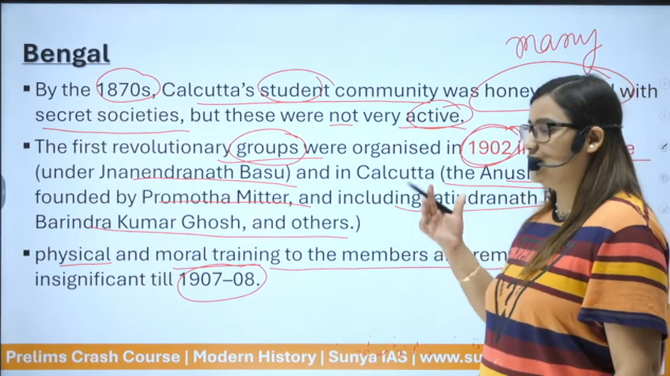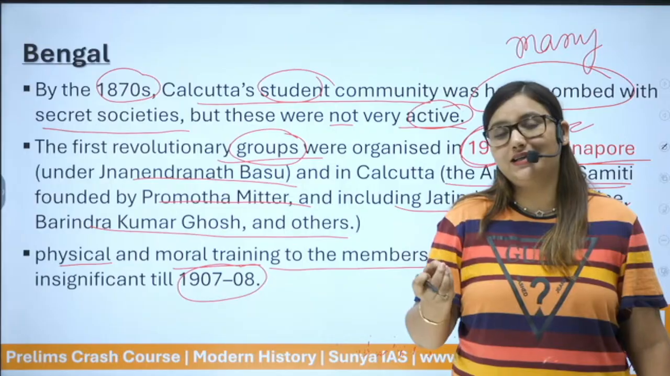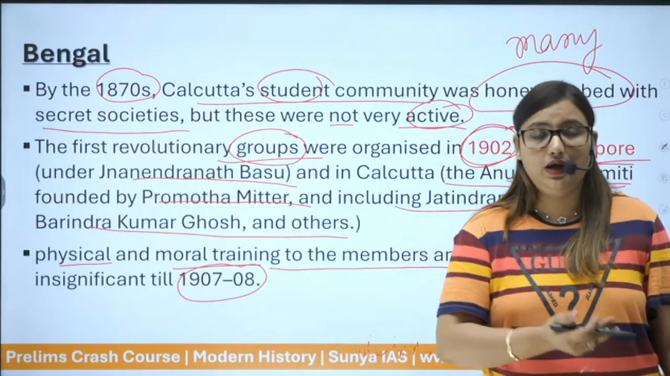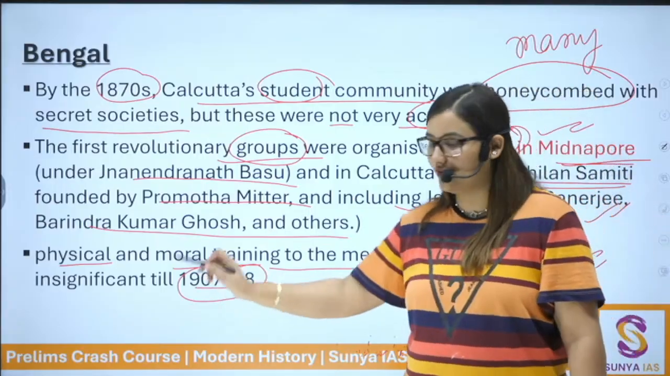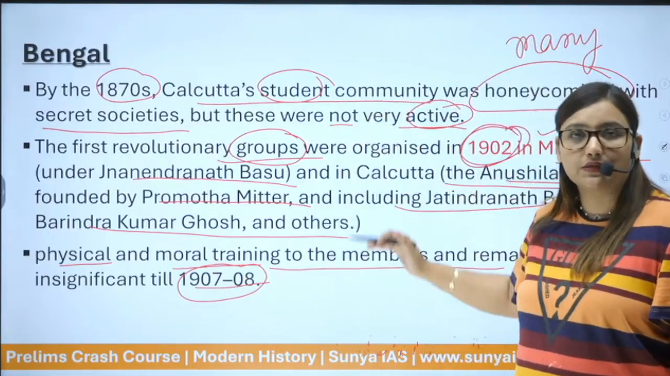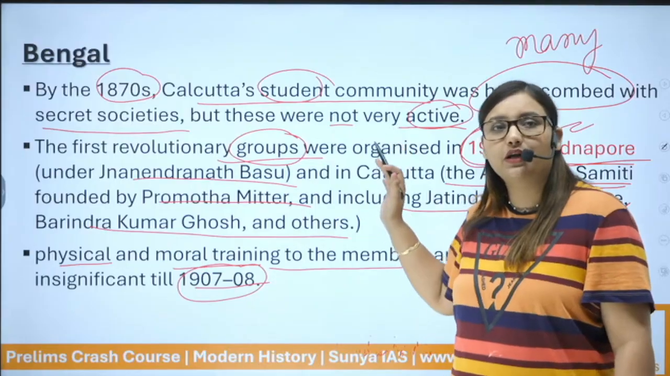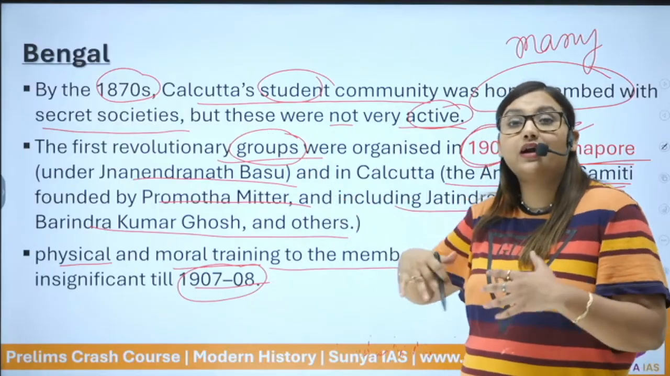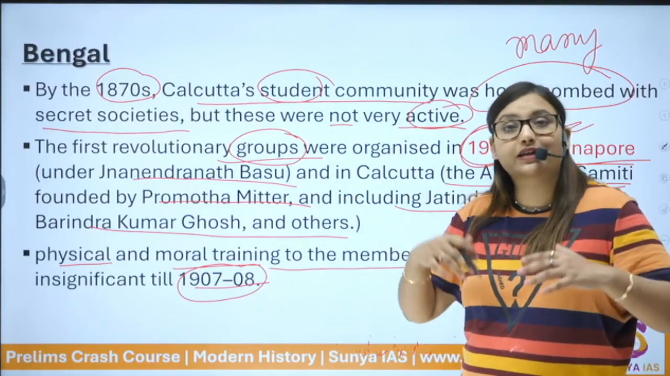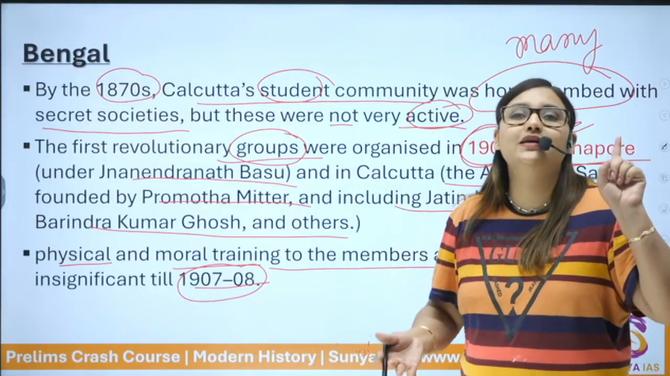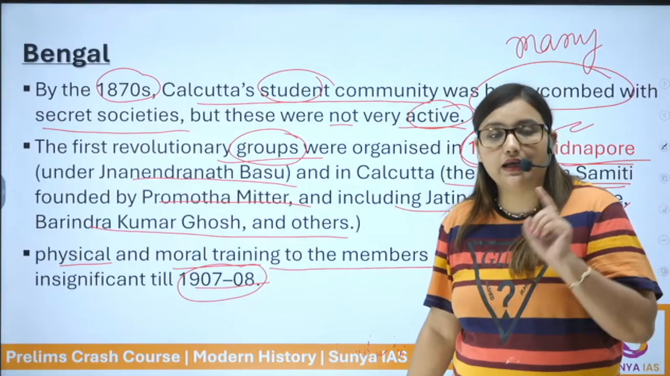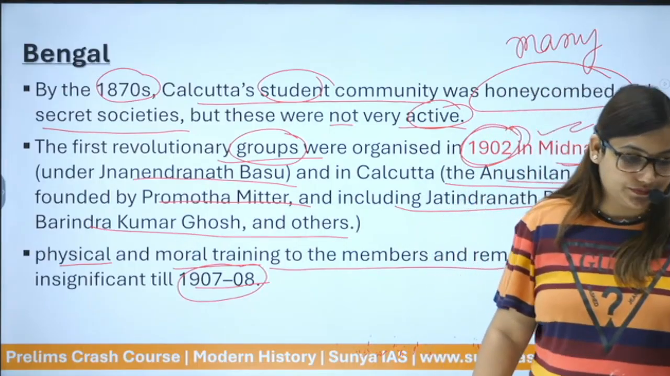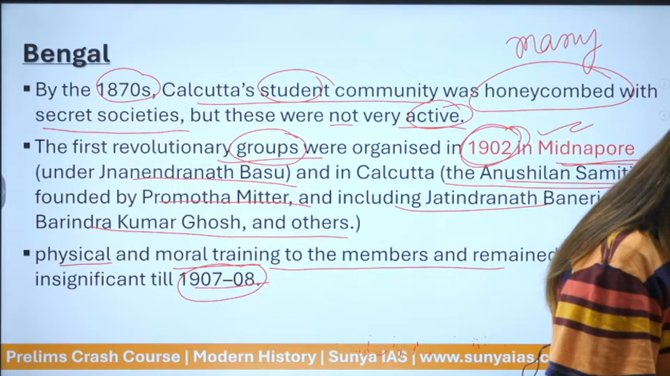Why? Because there was no trigger. So the trigger was the partition of Bengal and Surat split. So after 1907, all these groups and these student community secret societies got activated. So when they got activated, the first phase of revolutionary activities got started in India. Fine, I hope you understood the point.